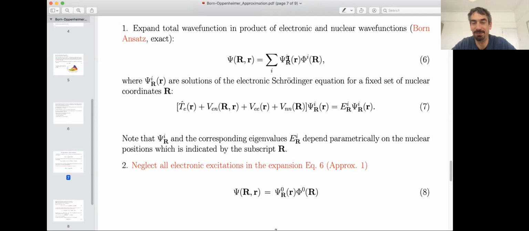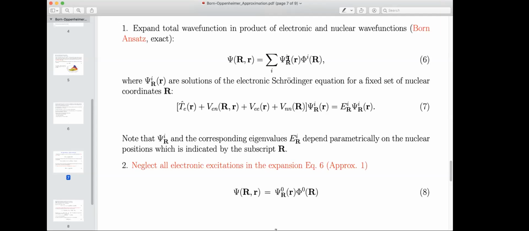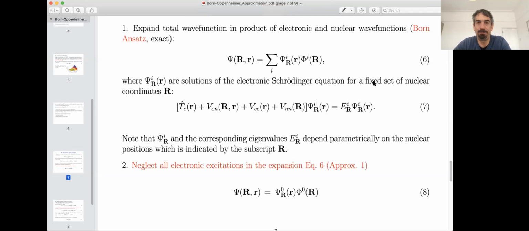I don't know, was this a satisfactory answer? Yeah, it's interesting. Thanks. Right. So okay, there were a couple of good questions. Anything else that we should clarify regarding the Born-Oppenheimer approximation? No.